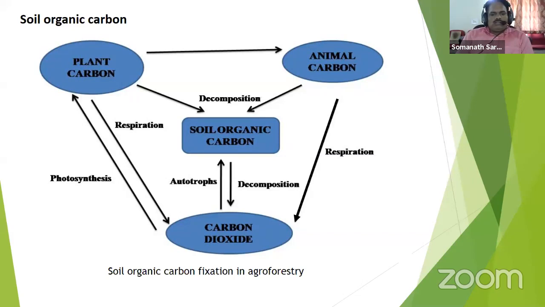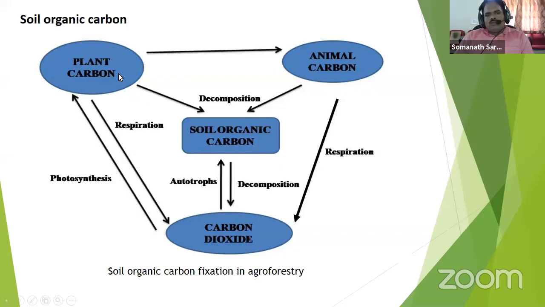This is the cycle of soil organic carbon. There is carbon dioxide in the atmosphere. During photosynthesis, it is sequestered in the plant and stored in the plant. It is known as the plant carbon. After the leaf litter and its harvesting, it falls on the soil surface as leaf litter. Then after its decomposition, it adds to the soil organic carbon and is added to the soil.